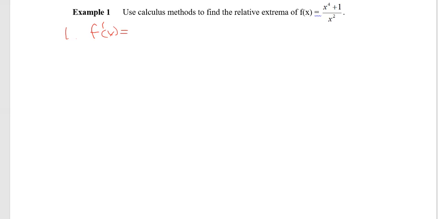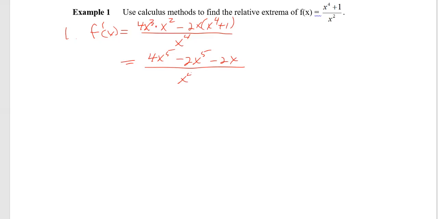Now this is a quotient function, so we want derivative of the numerator times the denominator minus derivative of the denominator times the numerator, all divided by denominator squared. All right, that's 4x to the fifth minus 2x to the fifth minus 2x over x to the fourth, which is 2x to the fifth minus 2x over x to the fourth. And we see it's undefined at 0.